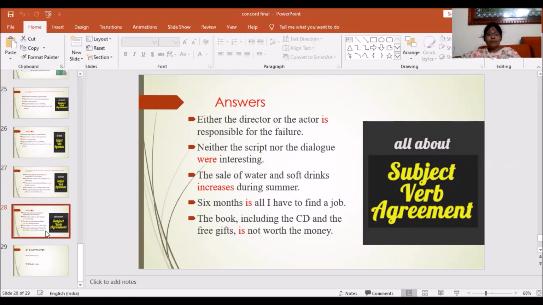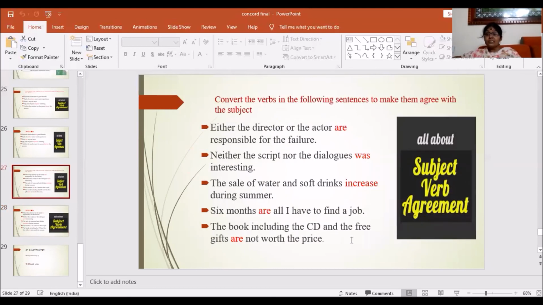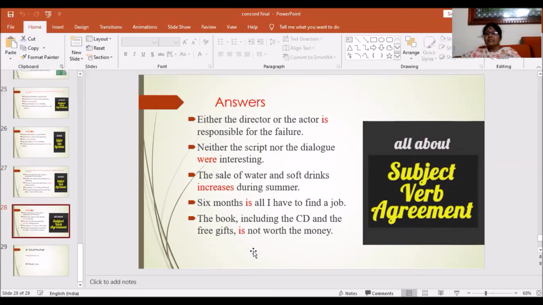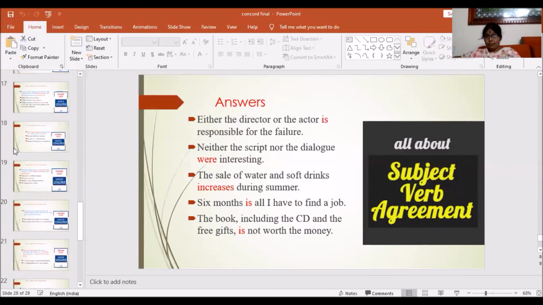Next, the last one we'll do. The book, including the CD and free gifts, is not. The books, including the CD and the free gifts, are not worth the price. And our right answer is, the books, including the CD and the free gifts, is not worth the money. Right? So this is how we have to agree with our subject. Our subject should agree with our verb.